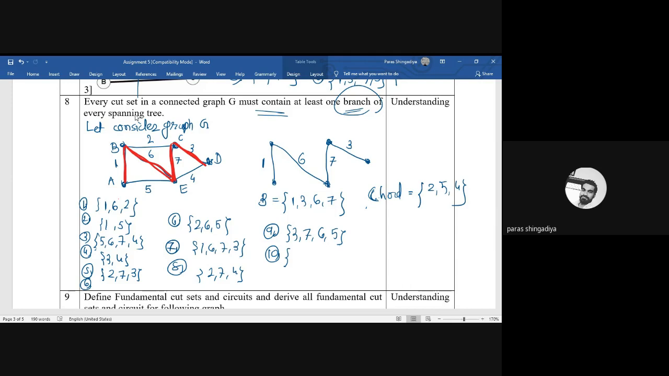1673 is a cut set. 1673 is done. 1674 is a cut set. 1674 is a cut set. Now observe all the cut sets. Which result do you have to verify?